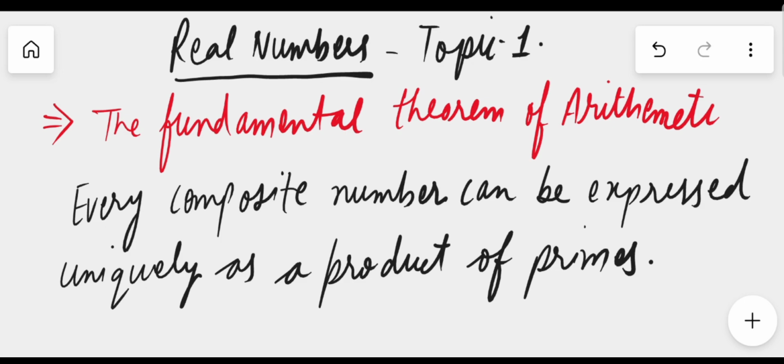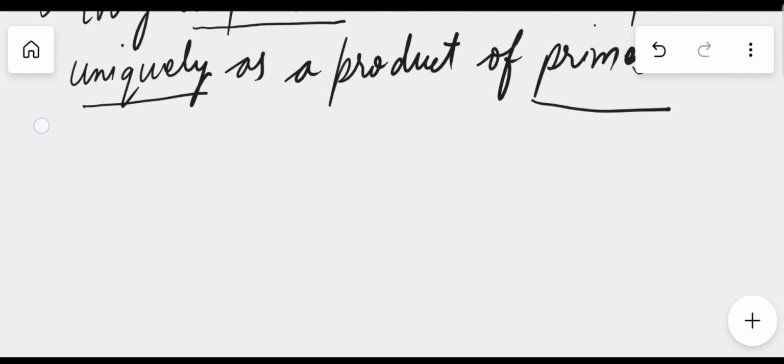So let's get started. The first topic in this chapter is the fundamental theorem of arithmetic. I read the definition: every composite number can be expressed uniquely as a product of primes. In this definition, three words are there: composite, uniquely and prime. First of all, I want to tell you the difference between a prime and a composite number.